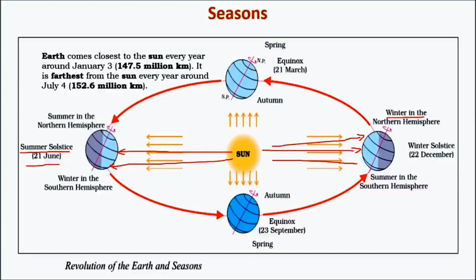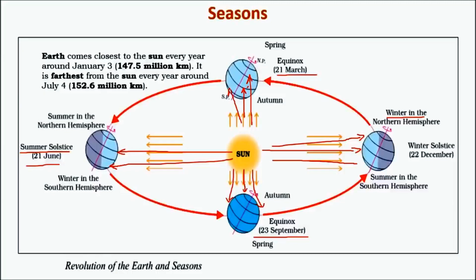And during other months, on 21st March and 23rd September, both the southern hemisphere and the northern hemisphere receive slant sunlight, whereas the equator receives direct sunlight. That is, in both positions, the equator receives direct sunlight, while the northern and southern hemispheres receive slant sunlight. As a result, the temperatures in both the northern and southern hemispheres remain the same, whereas at the equator the temperatures are extreme. This position is called the equinox.